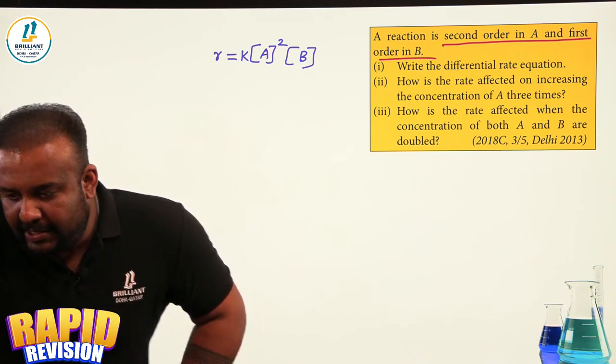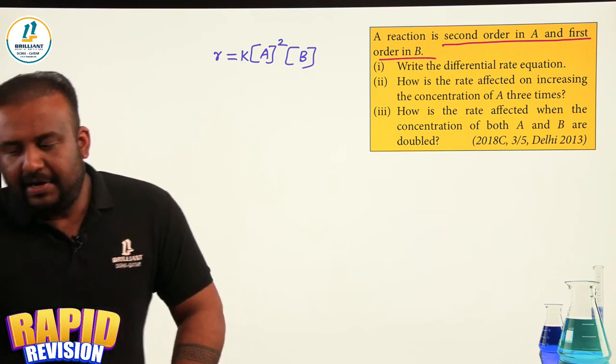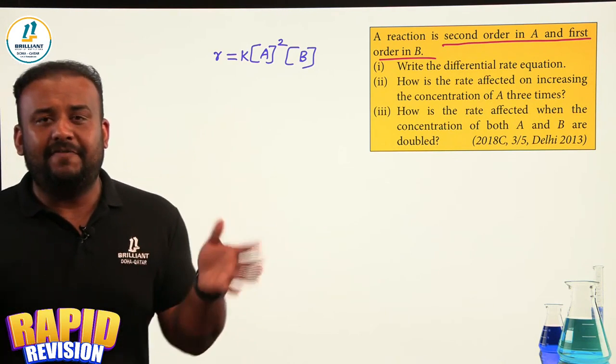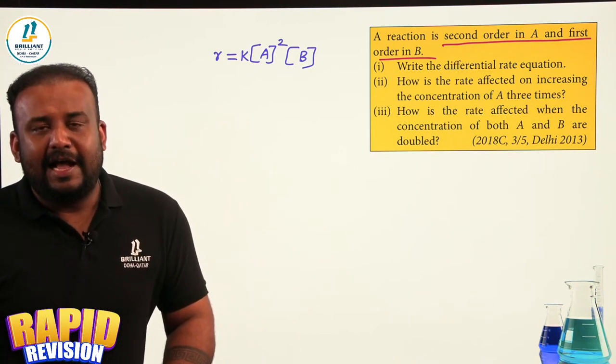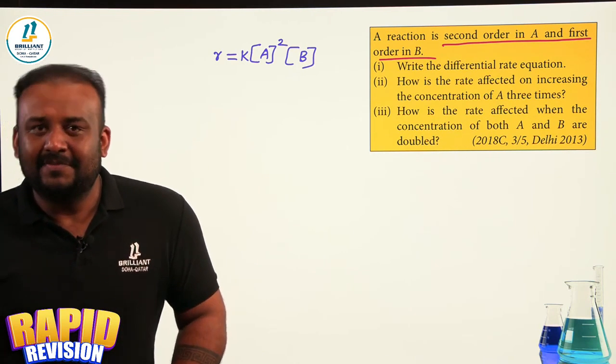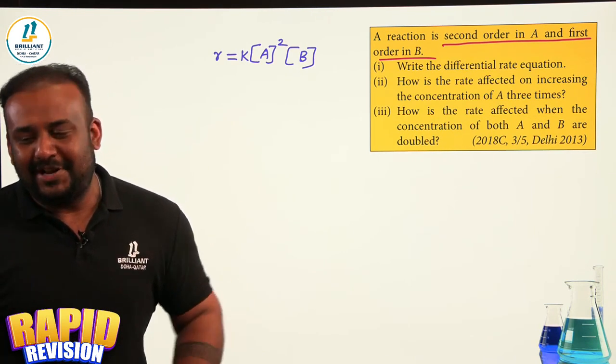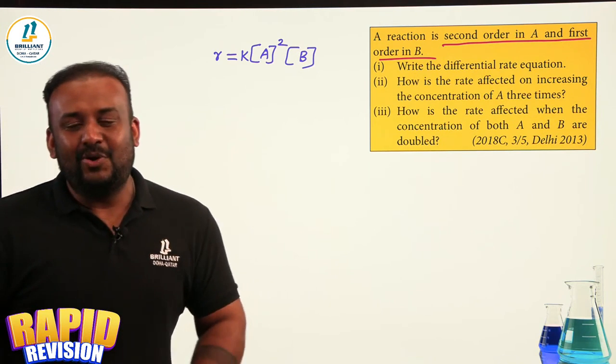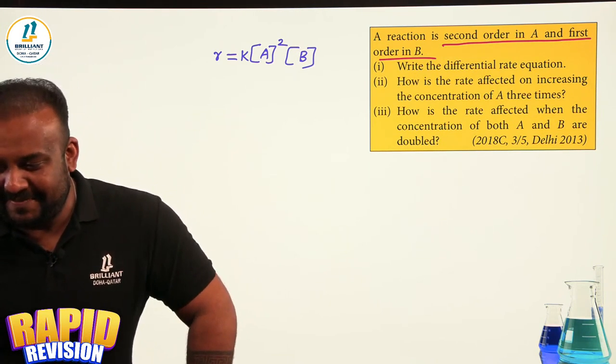Dhruvil, why is the slow reaction rate determining? See, it's a very simple logic. If you have a 4 × 100 meter relay, the winning chance of that relay is based on the slowest runner. That's the simple logic that you can think of. Why is the slowest step the rate determining step? Yes or no?